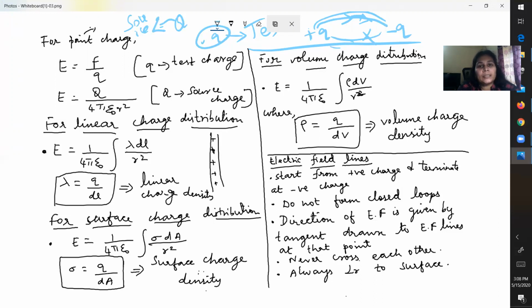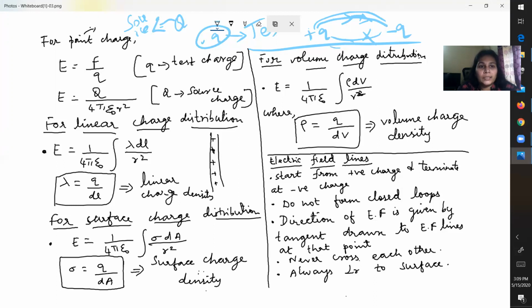Then the next property is that electric field lines never cross each other. It is not correct to draw two lines crossing. They can never cross each other. Then they are always perpendicular to surfaces. So these are very important points which you have to remember.